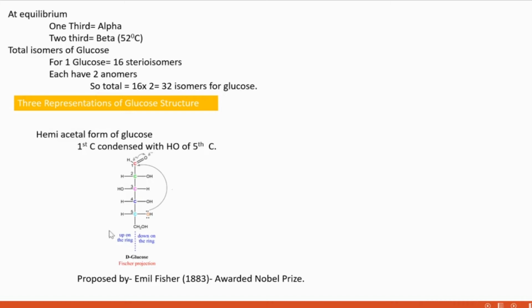It was proposed by Emil Fischer. In this way, a box-like, rectangle-like structure is formed through the process of condensation. Condensation means that a bond is formed by elimination of one molecule of water.